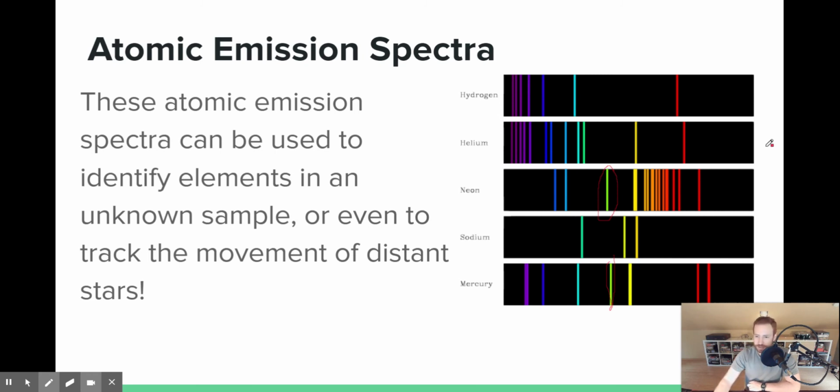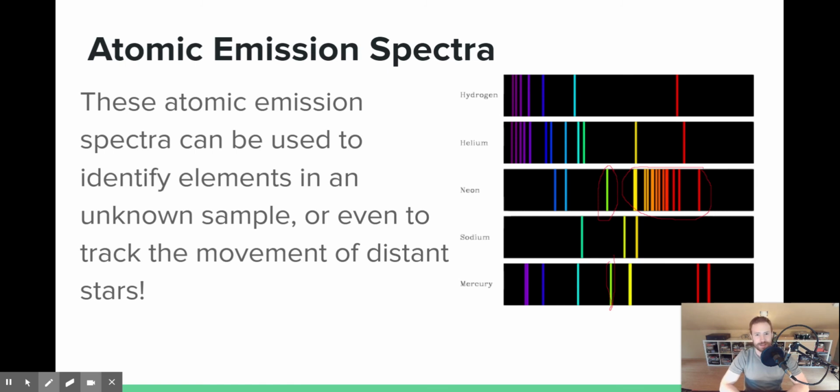And if you're seeing a lot of this frequency as well, you're probably going to think, okay, neon's definitely there. So it can be used to identify unknown things in a sample from soil, or a medical sample, or a forensic sample, or whatever kind of sample you want to use. This is called atomic emission spectroscopy, and it's an actual technique that people use. It is also useful for identifying the movement of distant stars.